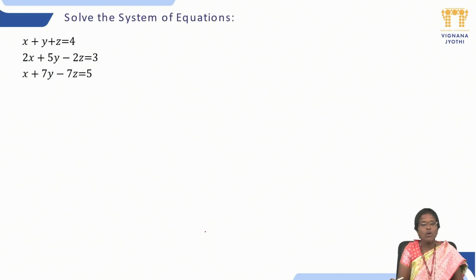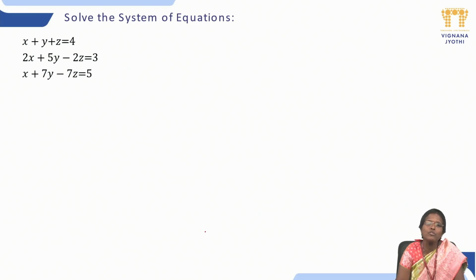Now, solve the system of equations. We have the system of equations of homogeneous type and non-homogeneous type. Non-homogeneous means whenever the right side of the system of equations has non-zero values, then we say that is a non-homogeneous equation. If the right side values are zeros, then we say that is a homogeneous type. Now, I am going to discuss the system of equations of the non-homogeneous type.